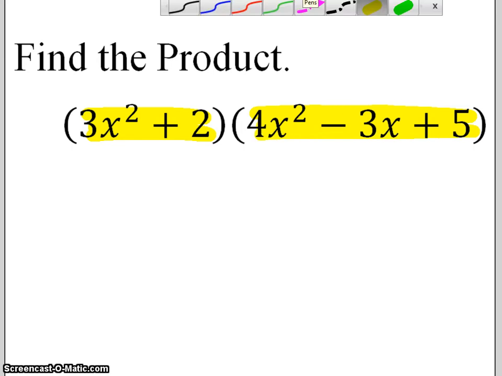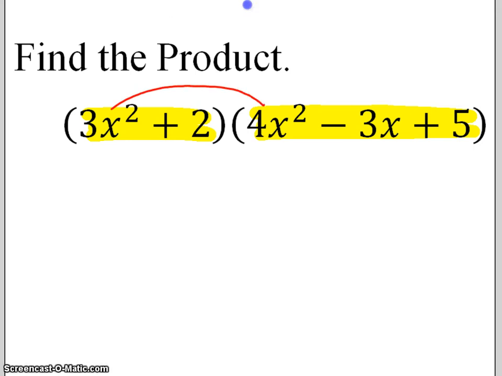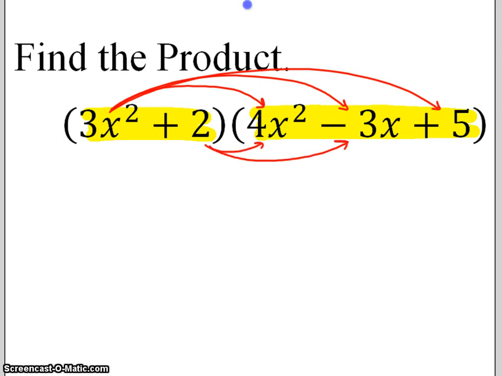Okay, distributive property, pretty straightforward. We're going to take the 3x squared, and we are going to multiply the 3x squared by each of the three terms in the second polynomial. So we're going to get three separate answers, three separate terms from that. Then we're going to take the 2, and we're going to do the exact same thing. Multiply the 2 by every single term in the second polynomial. Now remember, when you multiply powers, so the x squared times the x squared, when you multiply those, you add the exponents.